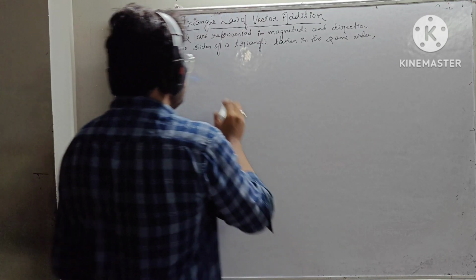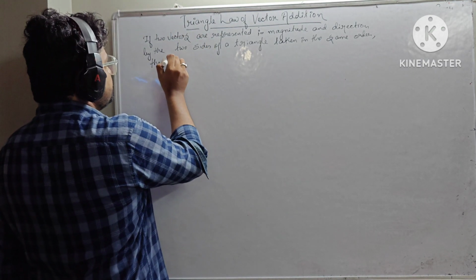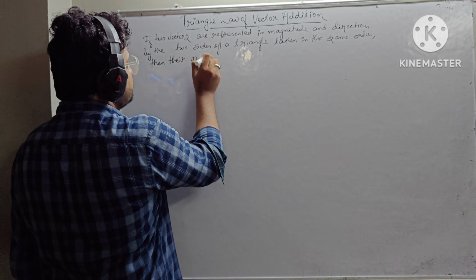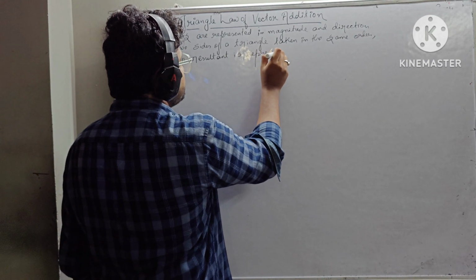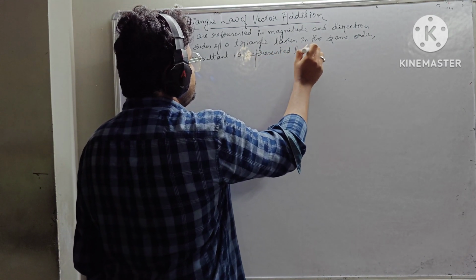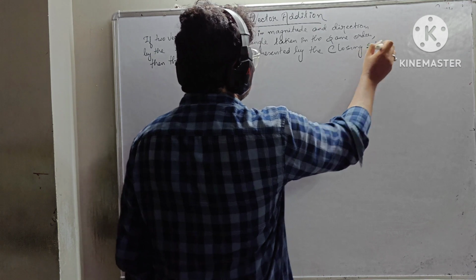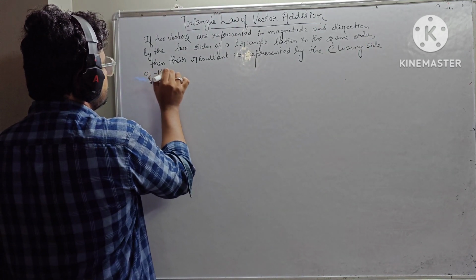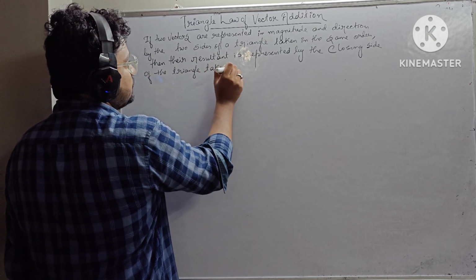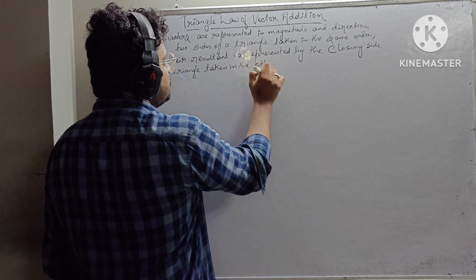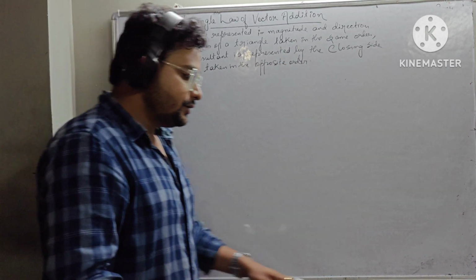then their resultant is represented by the closing side of the triangle taken in the opposite order. Okay, now let's see what it means.